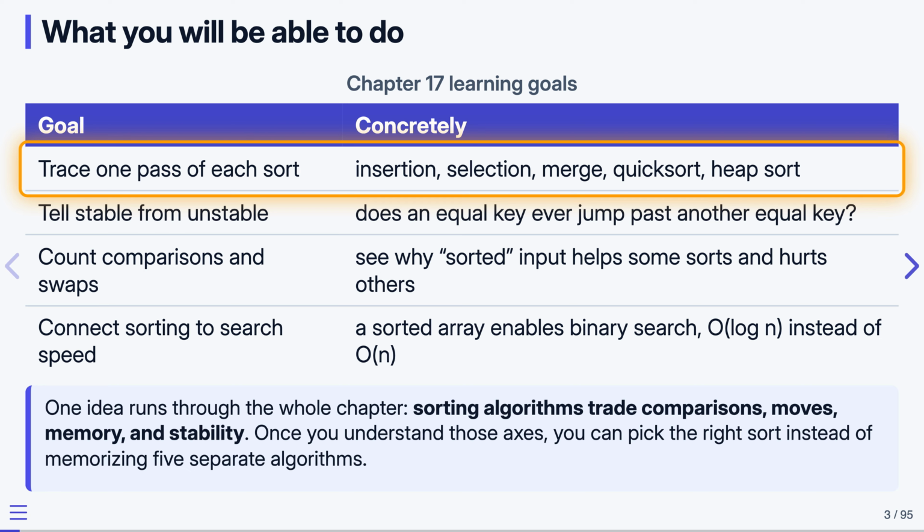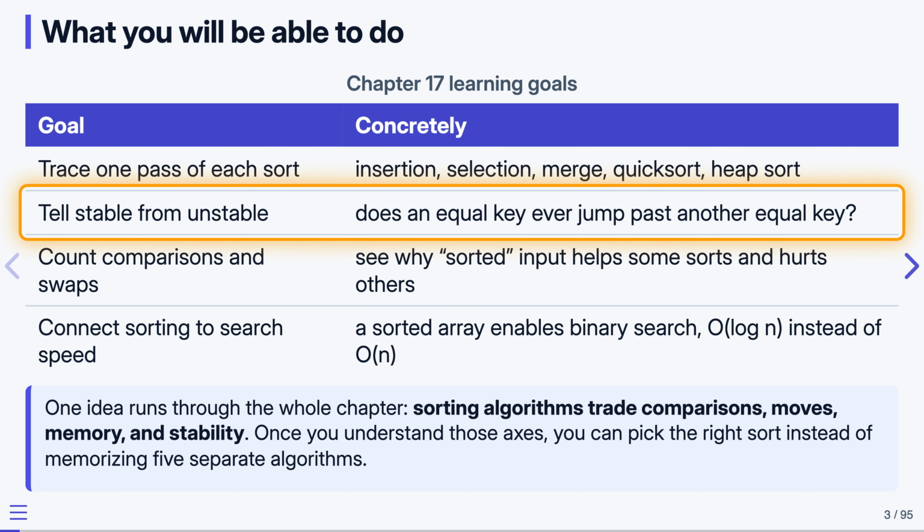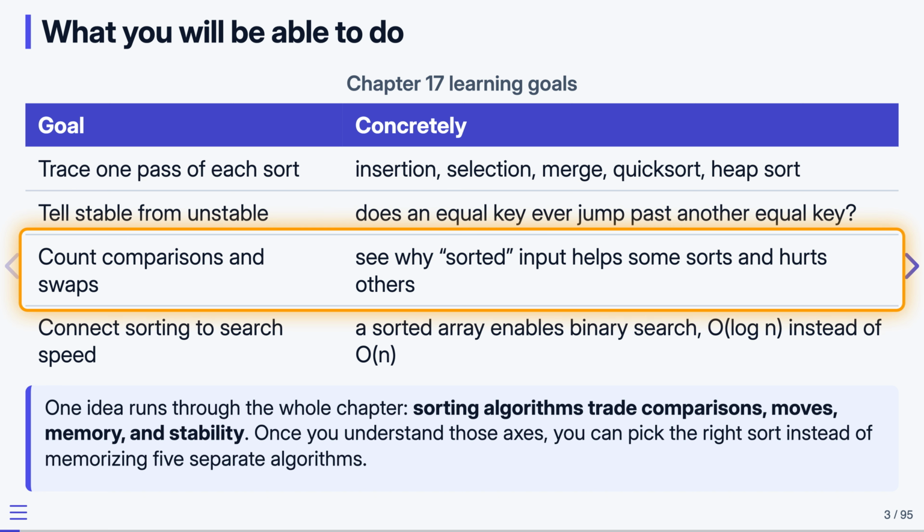First, you can trace one pass of each sort. That means insertion sort, selection sort, merge sort, quicksort, and heap sort. Second, you can tell a stable sort from an unstable one. A stable sort keeps 2 equal items in their original order, and an unstable sort may swap them. Third, you can count comparisons and swaps. That is how you see why already sorted input helps some sorts and hurts others.